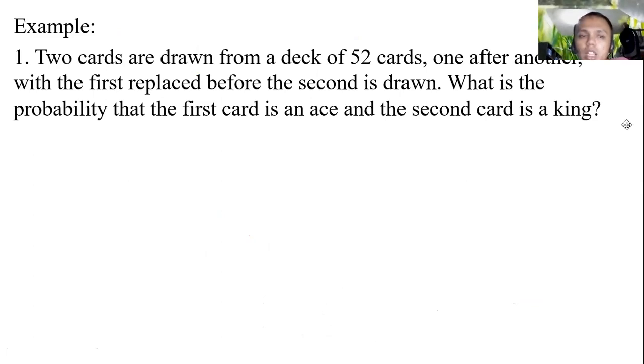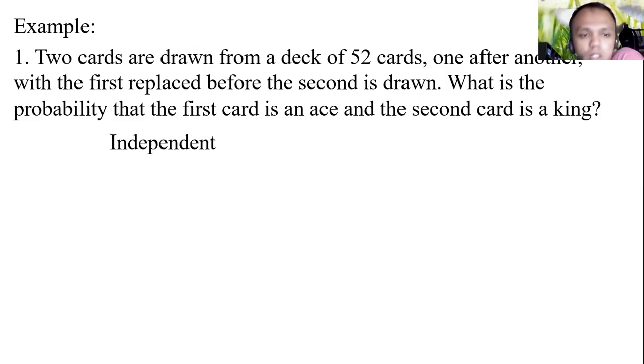One after another, with the first replaced before the second is drawn. What is the probability that the first card is an ace and then the second card is a king? So let us check first if it is independent or dependent before we compute the probability. It says here, 2 cards are drawn, one after another, with the first replaced before the second draw. So there is replacement. And if there is replacement, that is independent.